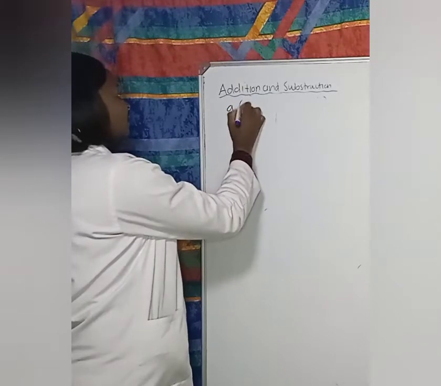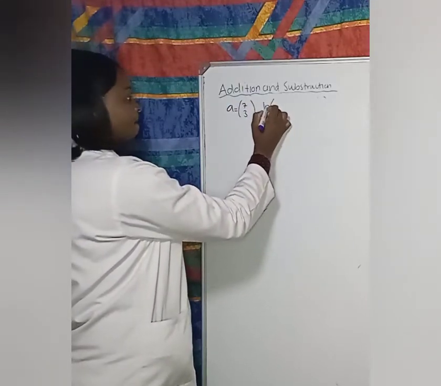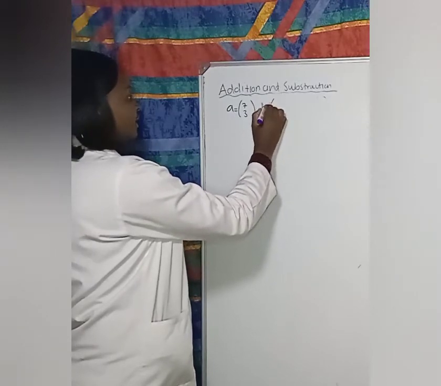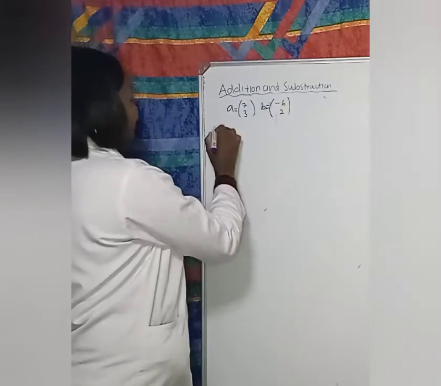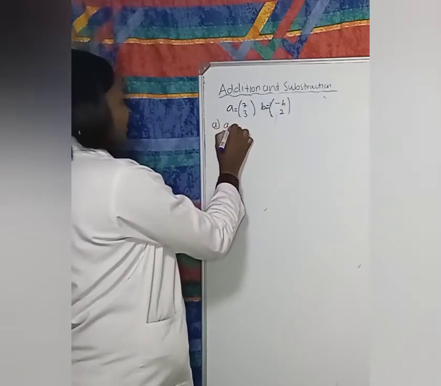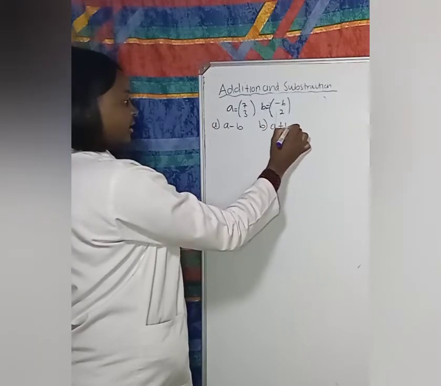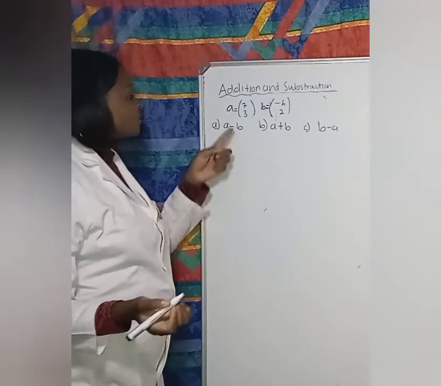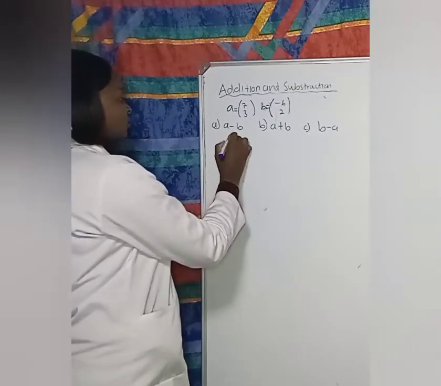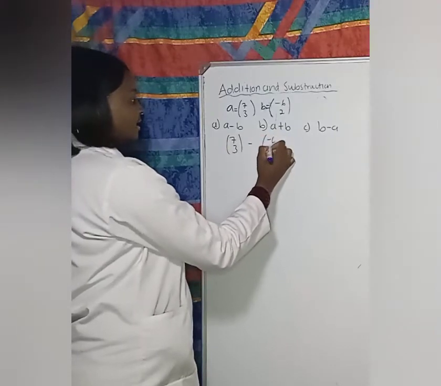Vector A is (7, 3). Vector B is (-6, 2). Part A of the question, they want us to find A minus B. Part B of the question is A plus B. Part C of the question is B minus A. All right. So vector A is (7, 3), so (7, 3) minus (-6, 2).